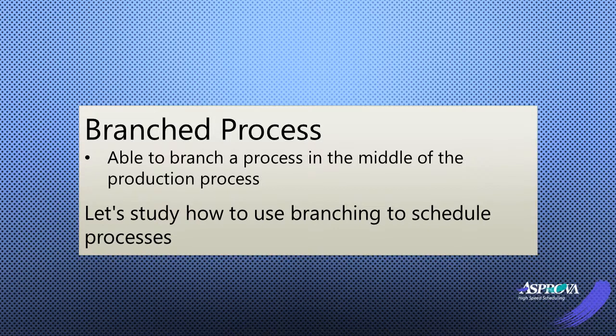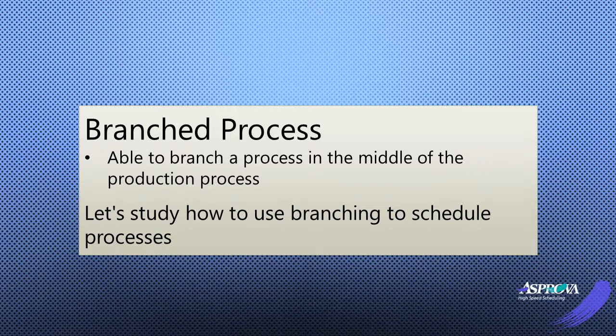A branching process function that allows you to branch a process in the middle of the production process of a given item is provided. With this function, you will be able to use branching to schedule processes for byproducts that are produced in the chemical reaction of raw materials separately from the production process of the final item.